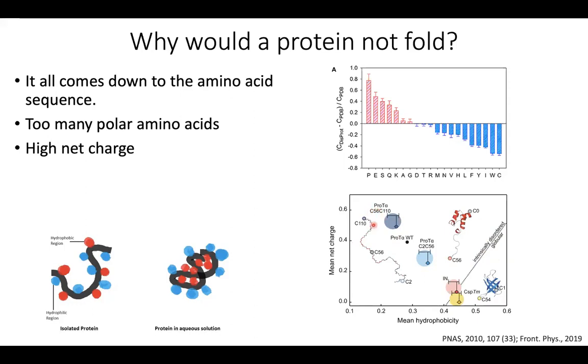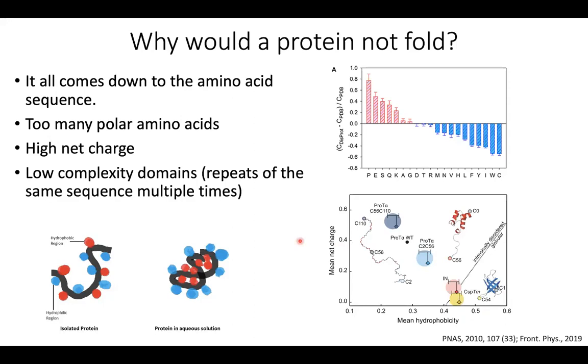So mean net charge is basically the net charge of the protein divided by the total number of amino acids. Most of these disordered proteins have a very high mean net charge and also very low hydrophobicity. Whereas there is only one such example of a folded protein, but that has a very low net charge and the hydrophobicity is pretty high.